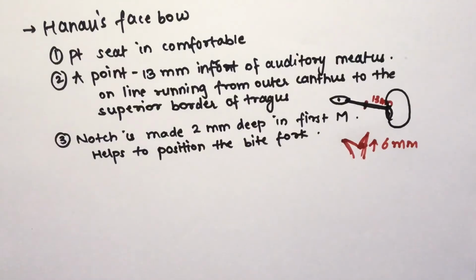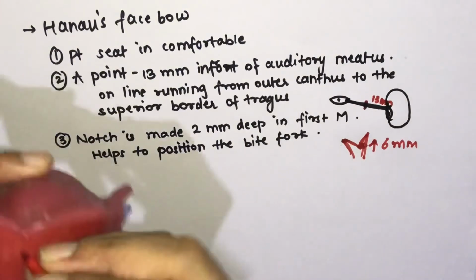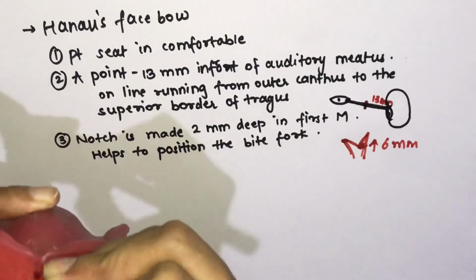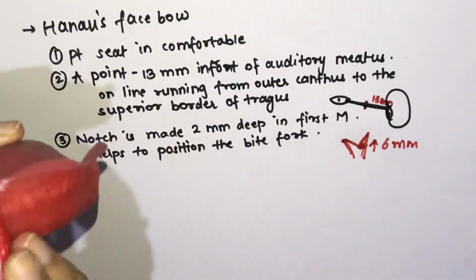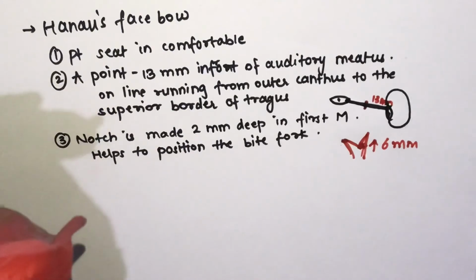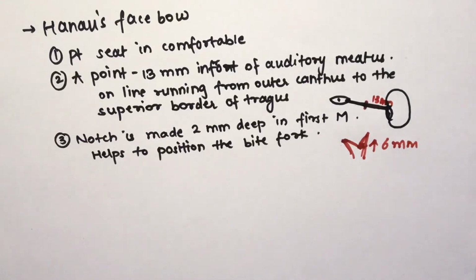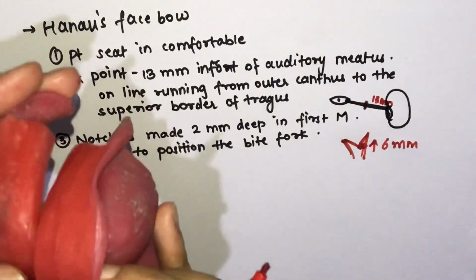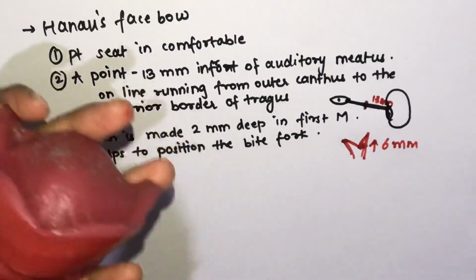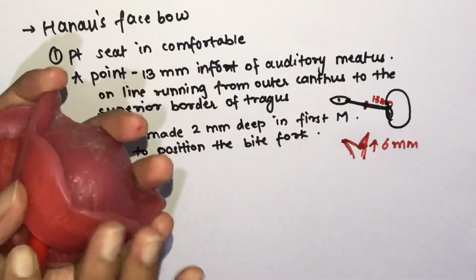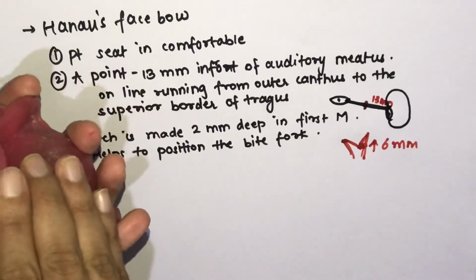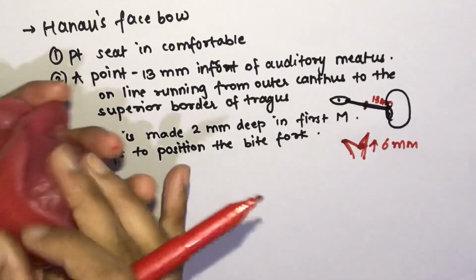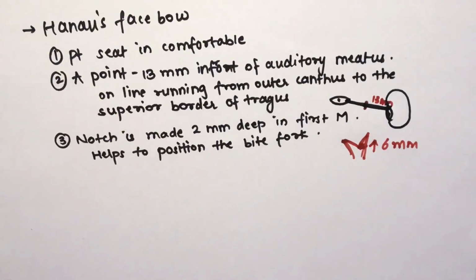The midline of the bite fork should coincide with the midline of the occlusal rim. So this is the midline of your occlusal rim, and the midline of the bite fork should coincide with it. Then the patient is asked to close his mouth until both occlusal rims get embedded into the bite fork. So the patient closes his mouth so that the bite fork placed between the two gets embedded properly into the rims.